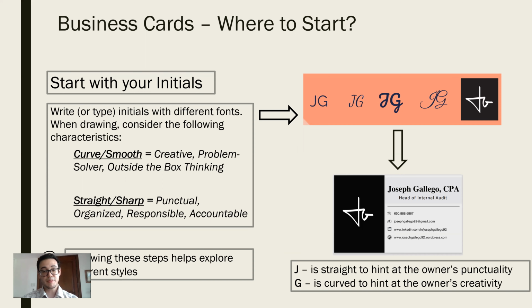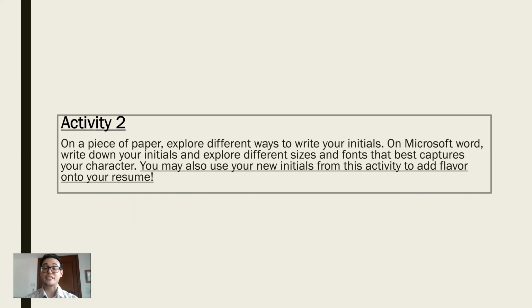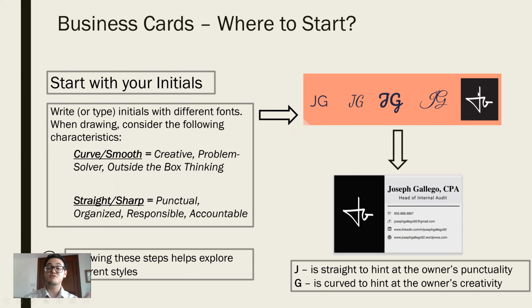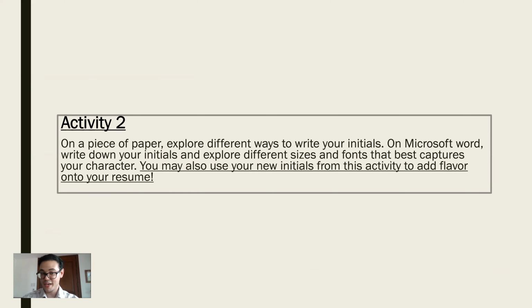All right. So for the second activity, write down on a piece of paper, utilize different fonts, and find the perfect set of initials and combination of fonts that matches who you are, and mix that with the color scheme, and there you go. You have your basic initials to put not just on your business card, but also onto your resume. Let's say you don't like your photo, imagine using this JG on the upper left or upper right to add a little flair onto your resume as well.